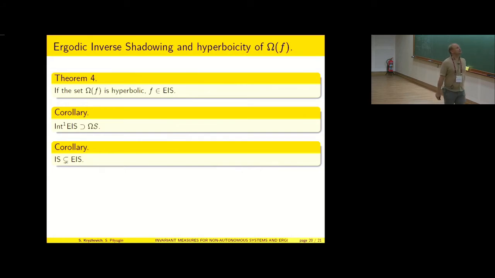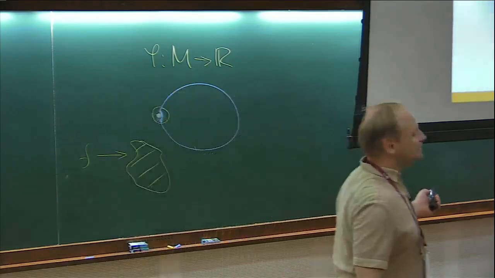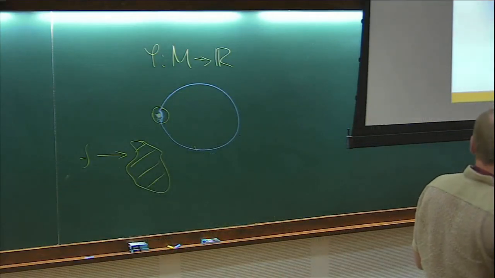But it gives quite unexpected corollaries. For instance, we can say that the interior of the set with ergodic inverse shadowing contains the set of omega-stable systems. I'm finishing. This means that inverse shadowing is a proper subset of ergodic inverse shadowing. So there are systems which have ergodic inverse shadowing but not classical inverse shadowing, so we can use numerical methods with big errors. That's it. Thank you very much.